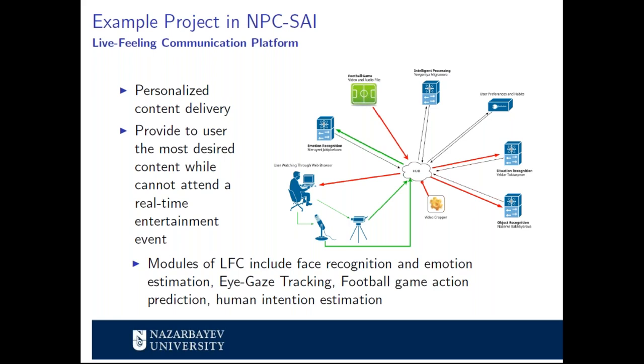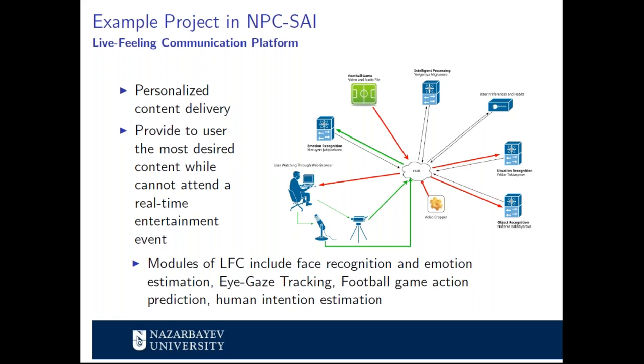So the different computation and the different modules that are required: it requires some face recognition, which is pretty much just a tool; emotion estimation, which is still an open problem, still quite difficult because it depends on many external and many internal factors; eye gaze tracking, because we want to know where the person is looking so that we can provide the best view on a particular detail.